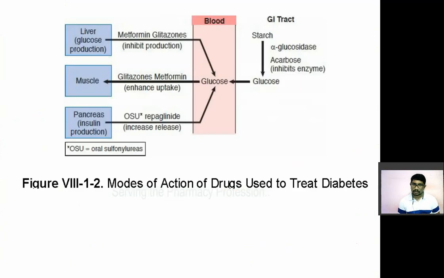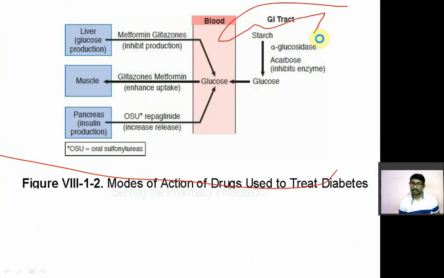Now you can see over here different classes of drugs used in diabetes. Whatever food you are taking, whatever starch you are taking, that is broken down by the enzyme pancreatic amylase and converted into oligosaccharides. Now oligosaccharides are converted into monosaccharides by the enzyme alpha glucosidase, and that is inhibited by acarbose, voglibose and miglitol.